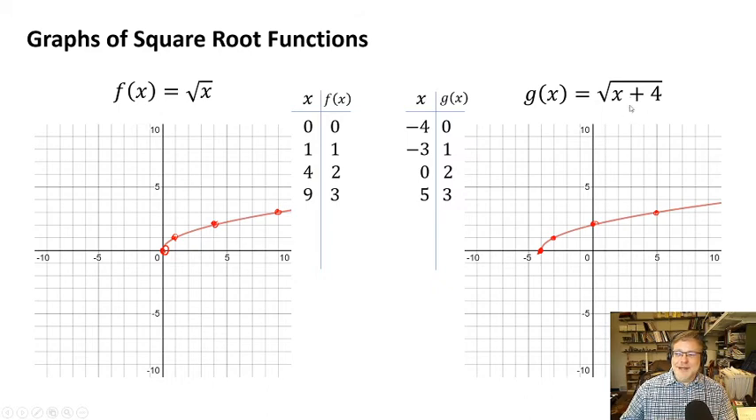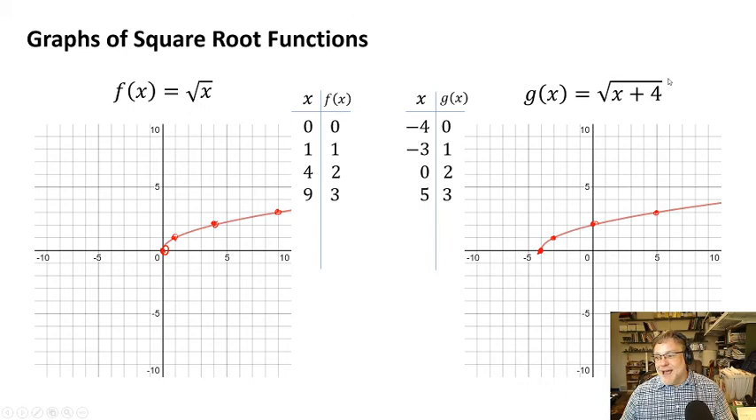this gets set to 0 a little bit sooner. It has a head start on hitting 0. This hits 0 at -4, whereas this takes a little longer. It doesn't hit 0 until 0. So at -4, when I plug this in here, I'm going to get a 0. So it comes a little early. It has a head start in going from left to right.